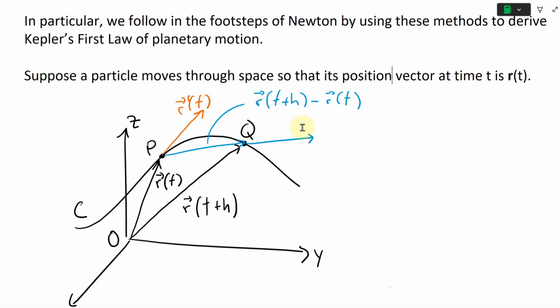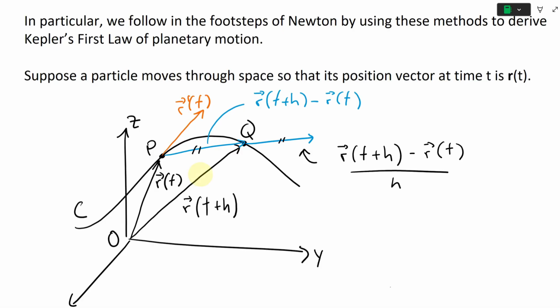So it's just a scalar multiplied by a vector. So it's still going to be parallel to this, straight across it. I'll put an arrow. This vector is just going to be r of t plus h minus r of t, divided by h, like that.